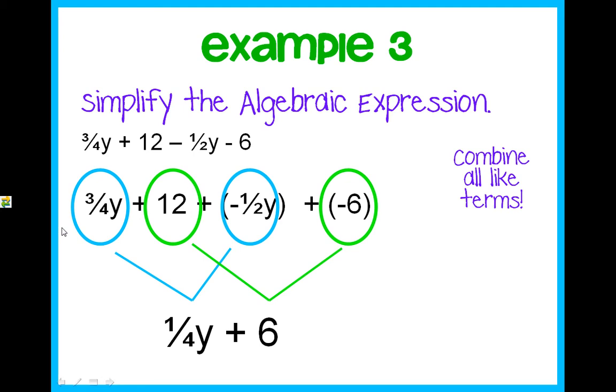3/4 plus negative 1 half is going to give you 1/4, and that'll be 1/4 y. Keep your term. Plus 12 plus a negative 6 is 6, and this is as simplified as we can get. This expression has no like terms and has no parentheses.